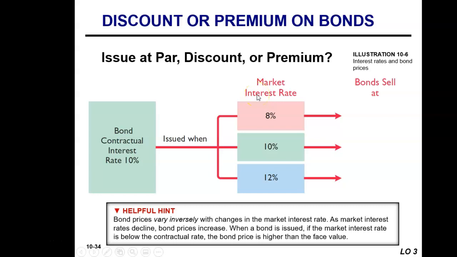So if the market rate is 8% and the bond rate is 10%, will that bond sell at a discount, premium, or face value? If the market rate is 10% and the bond is paying 10%, what would it sell at? If the market rate is 12% and the bond is paying 10%, will that bond sell at a discount, face value, or premium? Stay tuned for the answer.